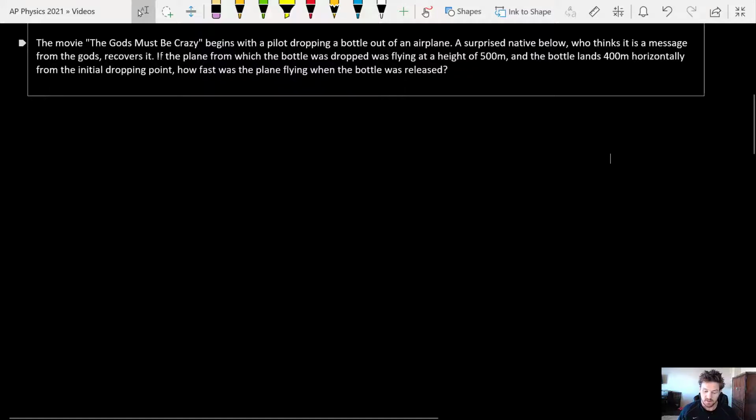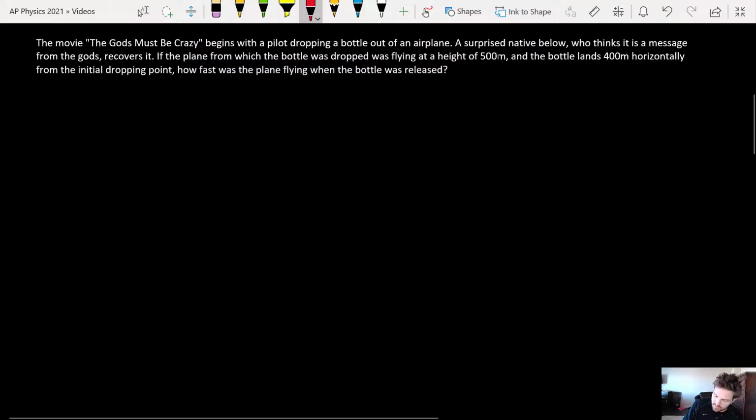It's a classic. If the plane from which the bottle was dropped was flying at a height of 500 meters, so right away I'm thinking that's important, and the bottle lands 400 meters horizontally from the dropping point, how fast was the plane flying when the bottle was released?